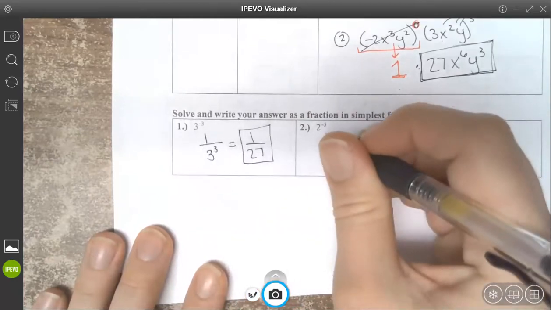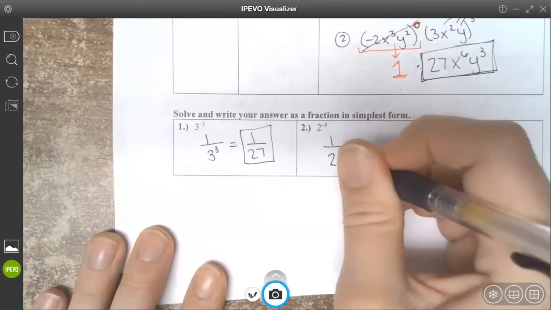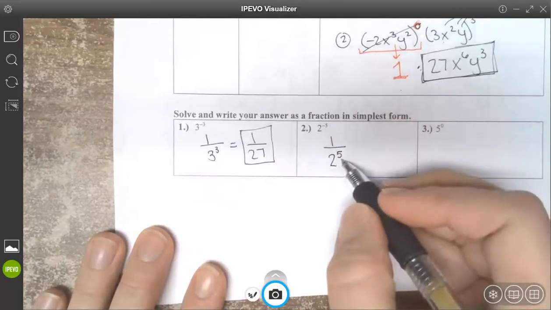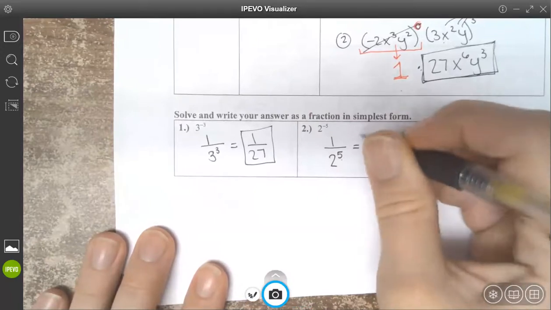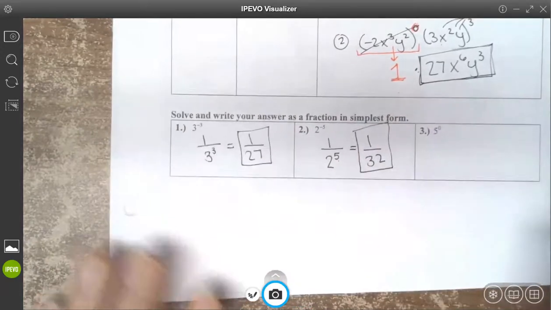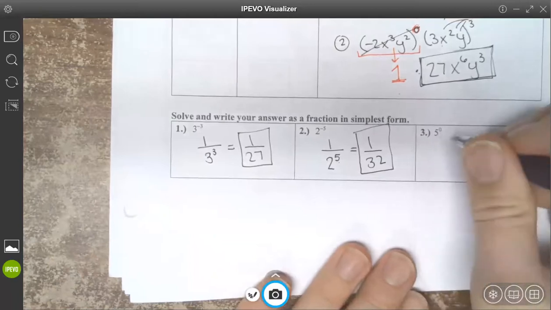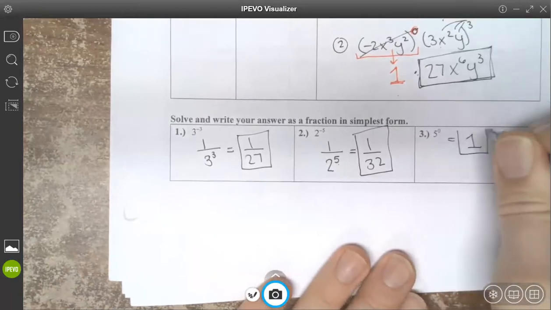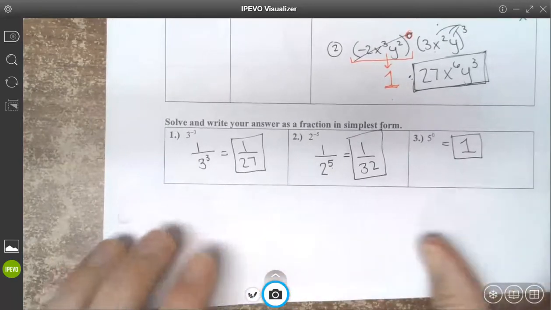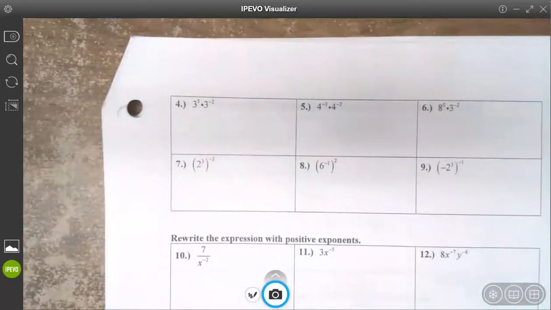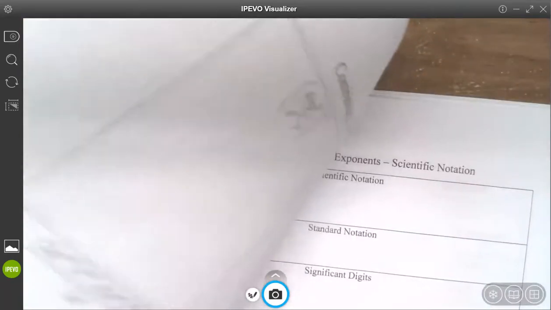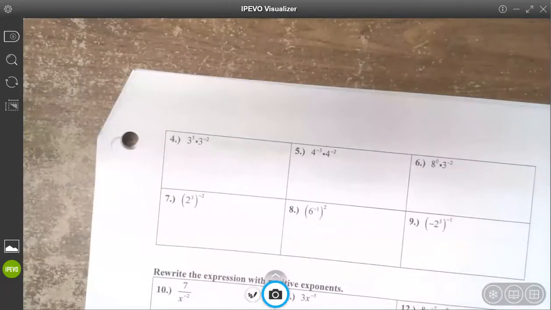Same idea here. I can't evaluate that until I move it, make my exponent positive. Now I can evaluate 2 to the 5th is 32. And anything to the 0 power is 1. This page. Now, what I always say is I try to avoid, so in our notes, we're not going to be able to avoid negatives too much, but we can a little bit.